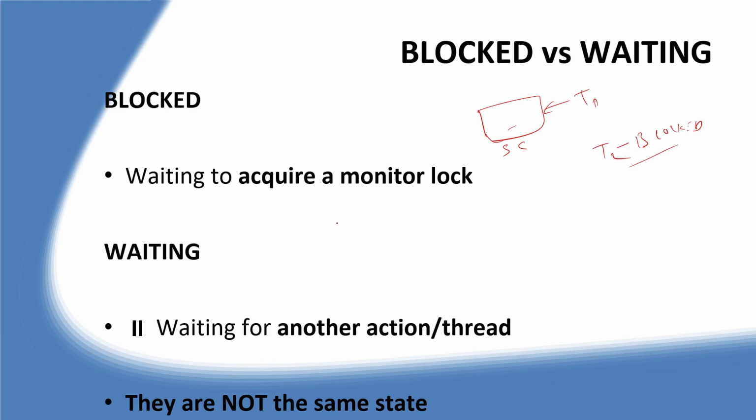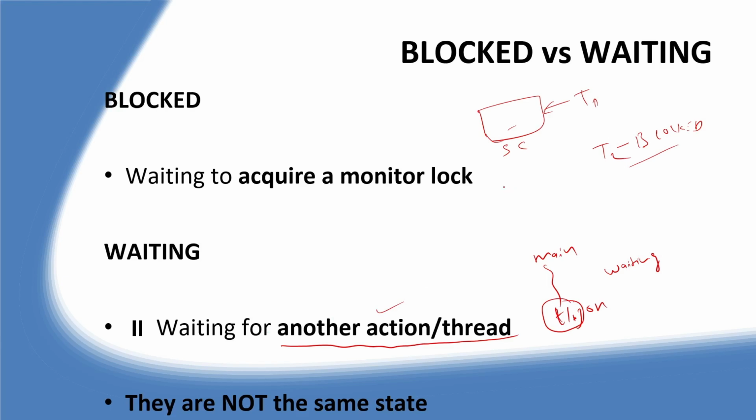And waiting means that a thread is waiting indefinitely for another action or thread. I have given you one example of join. For join, what will happen? We have one main thread, and inside the main thread we have written one line, T1.join. That means the main thread will wait until the T1 thread is completed. So the main thread will be in the waiting state until the T1 thread finishes. That is another action, waiting for another action or thread.